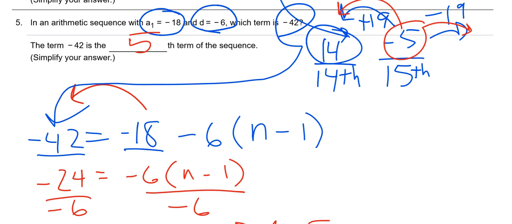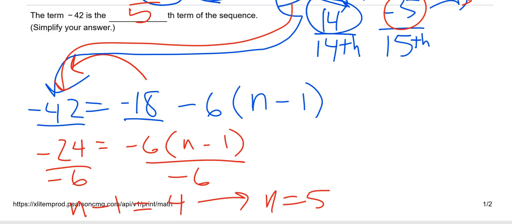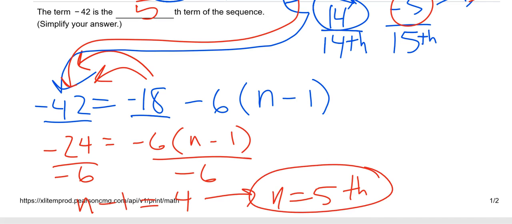Starting with negative 18 and a common difference of negative 6, find which term is negative 42. Okay, so we placed the negative 42 on this side of the equation and started solving. I know that there are some of you that want to distribute the negative 6. That's okay. I'm not going to answer it. One of you other children can, because I'm recording. Let's see here. I added the 18 to the other side, divided by negative 6, and added 1, and got the 5th term of the sequence.